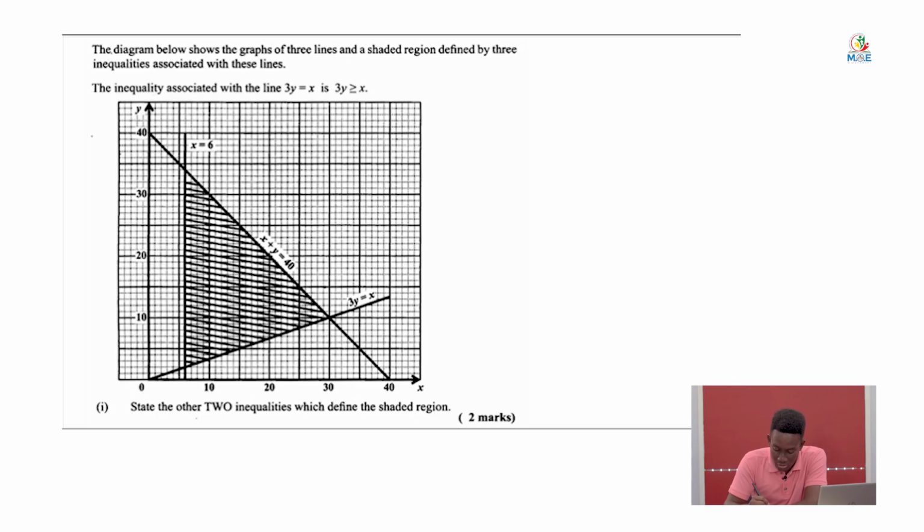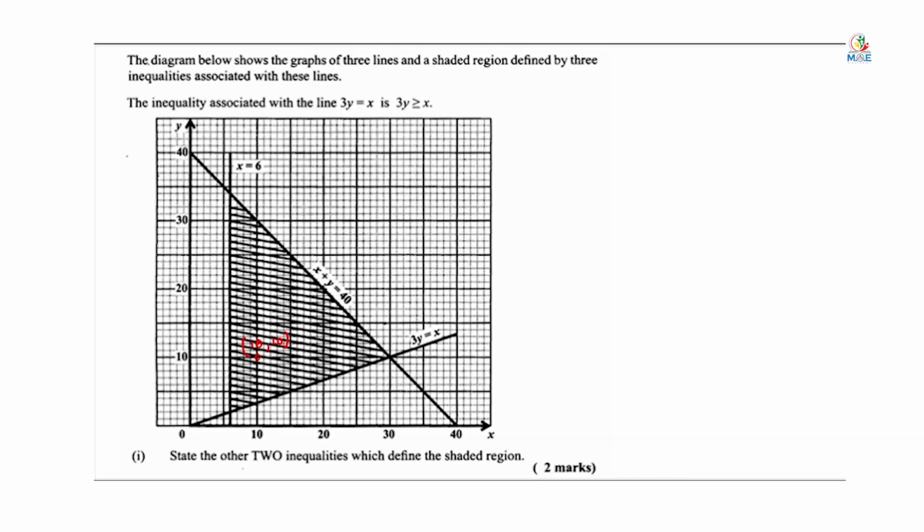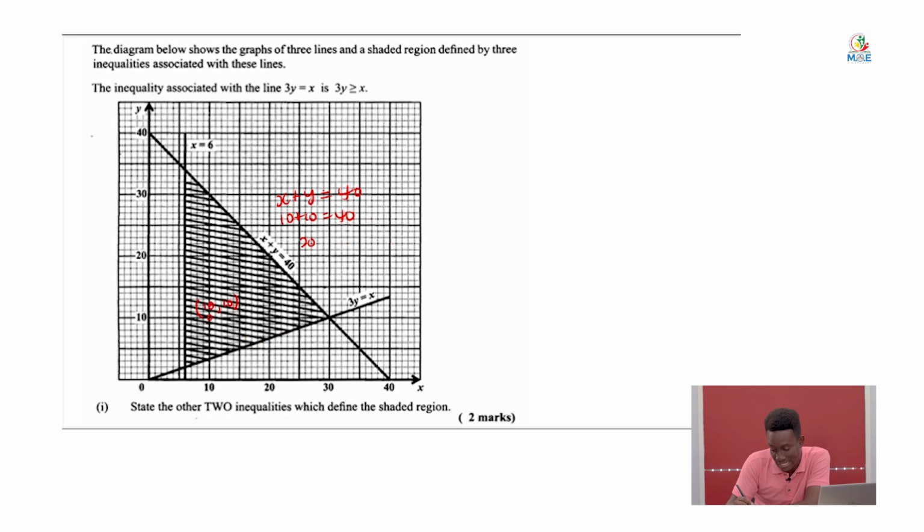We can choose a point inside the shaded part. So let's choose this point here. We go 10 across and 10 up. If we substitute that into x plus y, 10 plus 10 is 20, and 20 is obviously less than 40. This inequality line that is shaded here is not broken. When it's broken, then we just put the less than or more than. Because it's not broken, we have to add the equal to part. So the inequality is x plus y is less than or equal to 40.